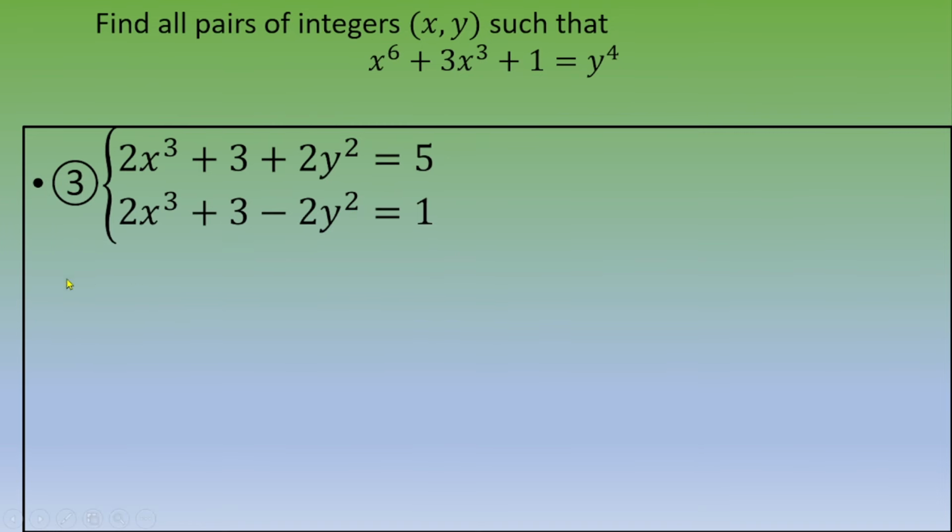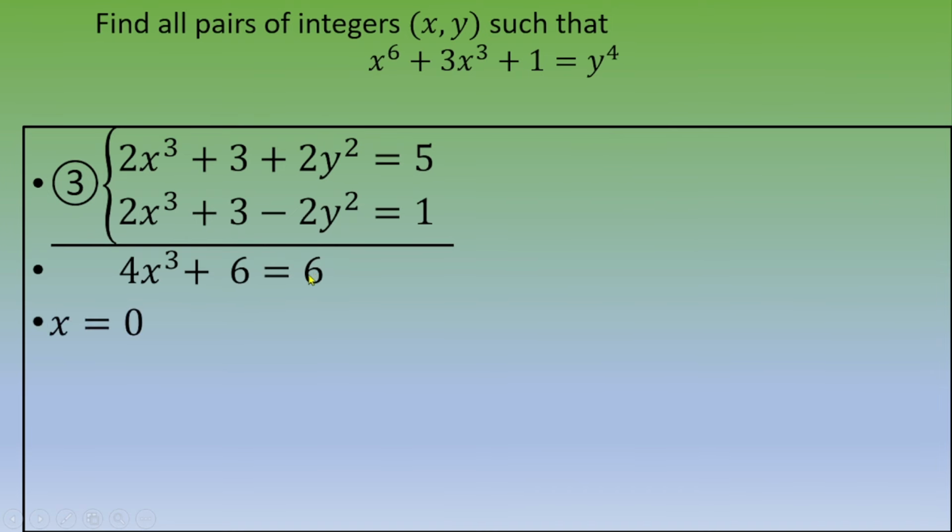And last case, this is case number 3. If you add these two rows, you got 4x cubed plus 6 equals 6. Then you got x equals 0, and if you plug into the first equation, for example, you got y equals plus or minus 1. So this is the only possibility to verify this equation.